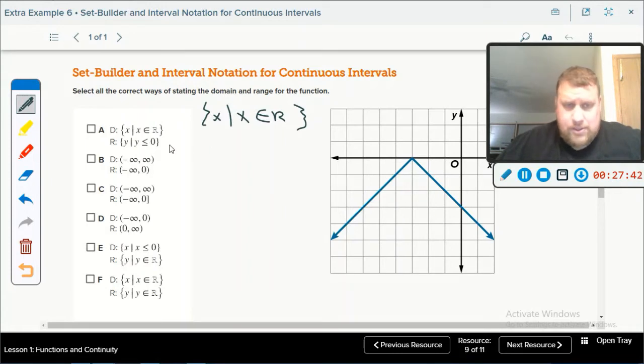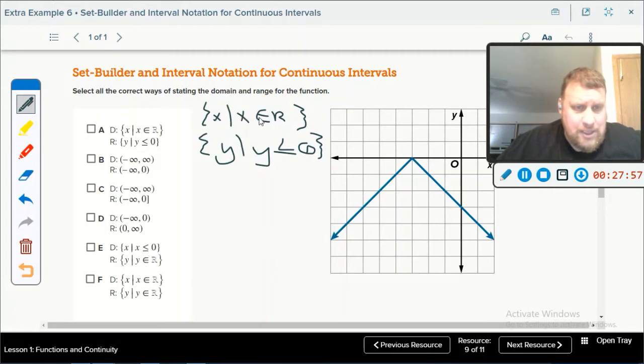And the range is going to be all y such that y is what? It includes that right there, less than or equal to 0. That's y equals 0 right there. So right away, do I see anything like that? x is an element of real numbers, y is less than or equal to 0. Right here. Boom. We know it's A.